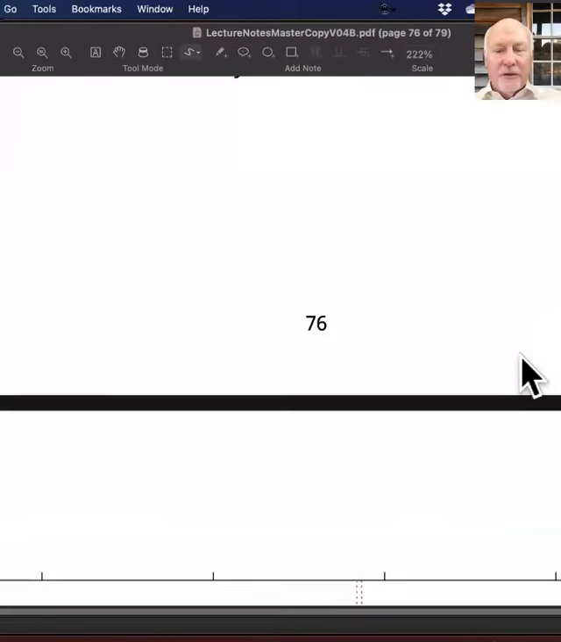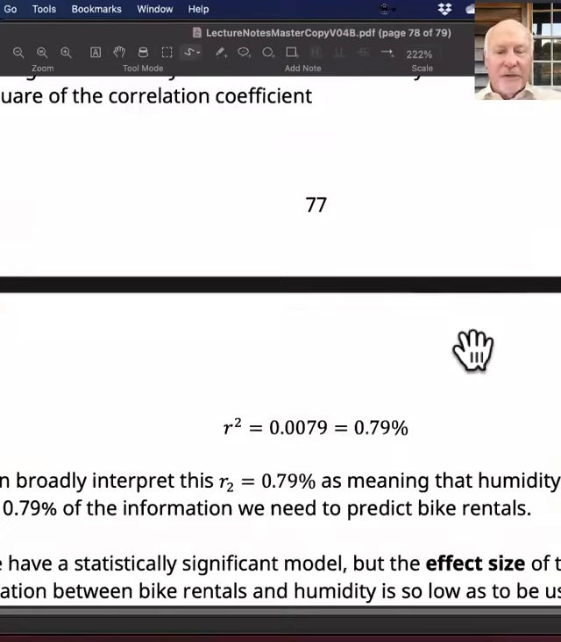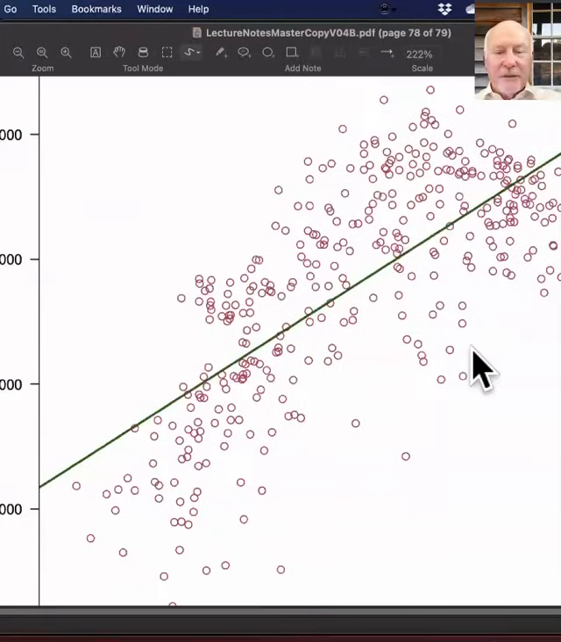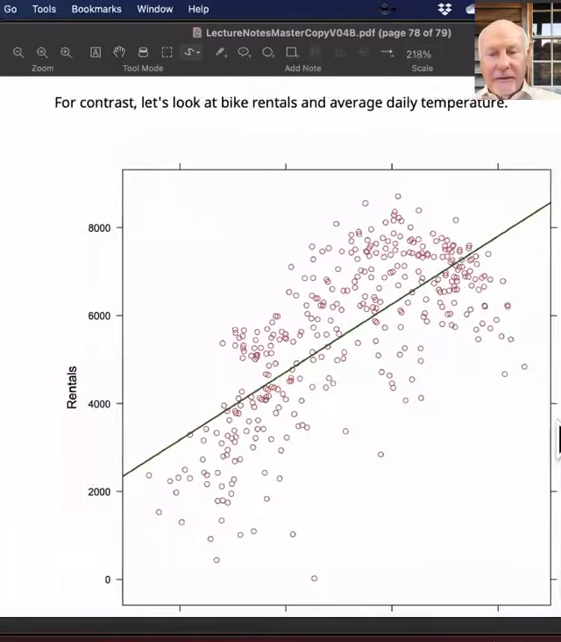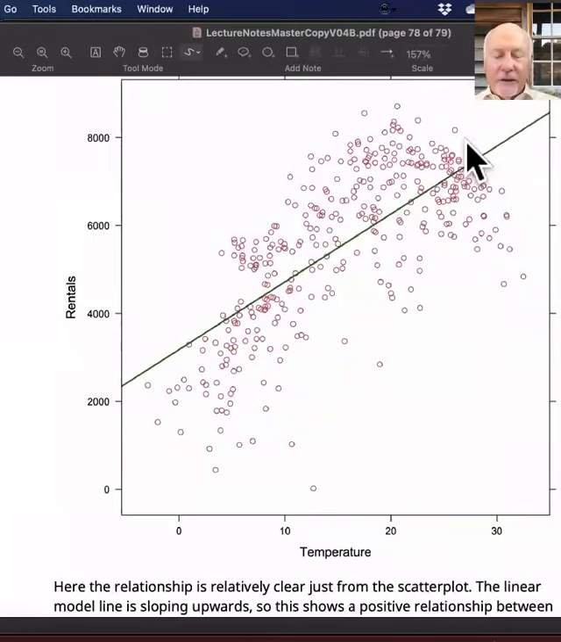Now I'll just quickly show you the story with temperature, because temperature works much better. Okay, so this is the scatter plot for temperature. And you can see, looking at that, there's a much clearer relationship. This time it's a positive relationship. The model slopes upwards, and it's a much bigger slope. So for every degree of temperature increase, this straight line model says that the bike rentals will go up by 154. It's also statistically significant.